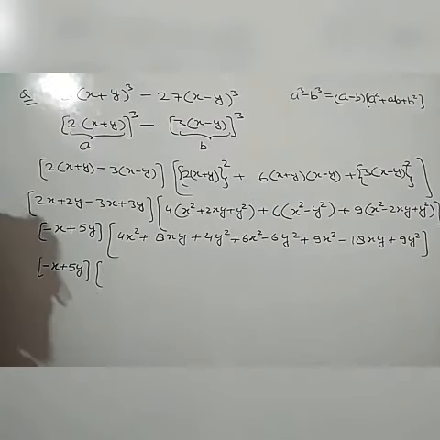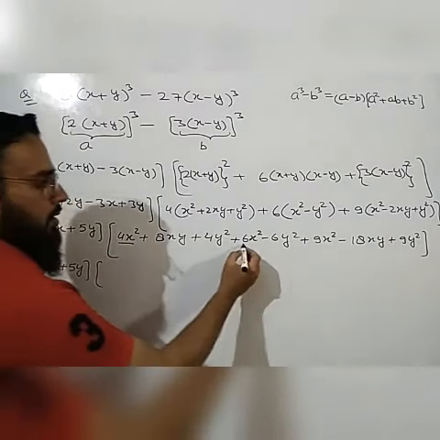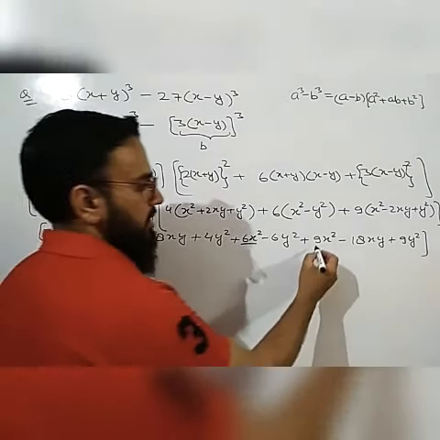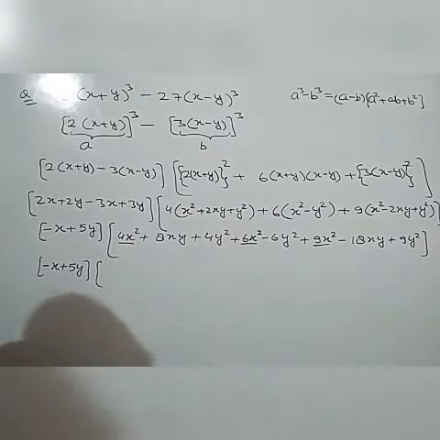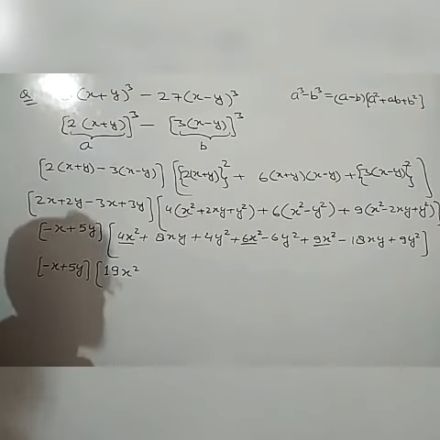Then second bracket, first taking the terms of x square, it is 4x square plus 6x square. 4 plus 6 is 10. 10 plus 9, that is 19x square. So we get 19x square.